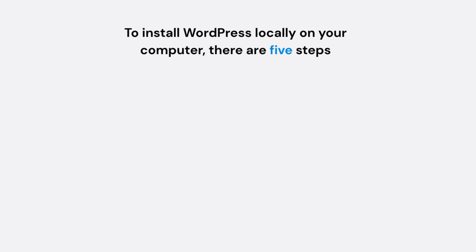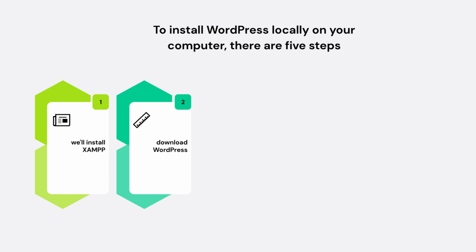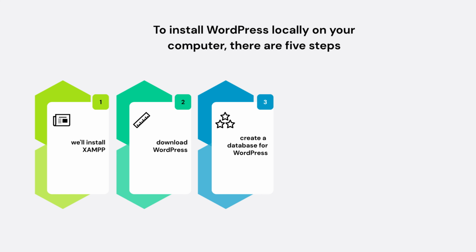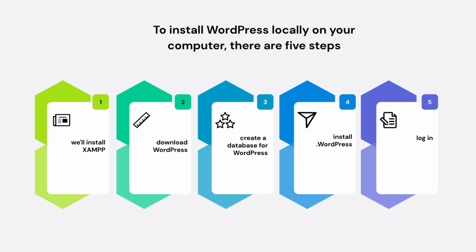To install WordPress locally on your computer, there are 5 steps. First, we need to install XAMPP, then download WordPress, create a database for WordPress, install WordPress, and log in. Let's get started. First, we need to download XAMPP.